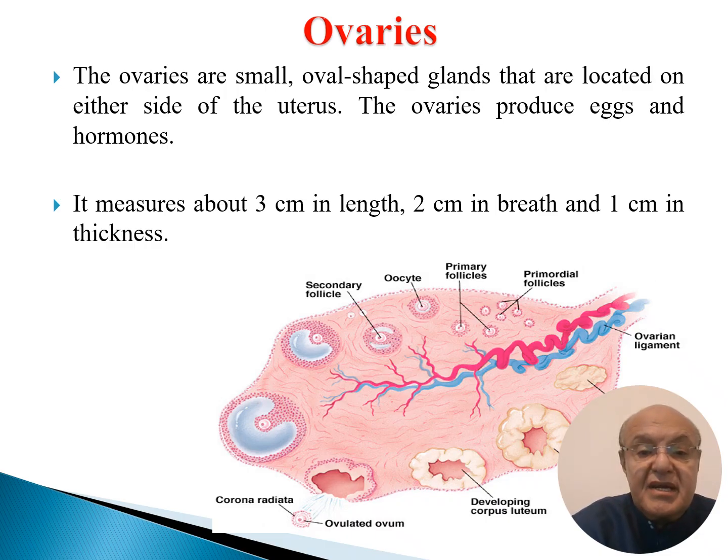The follicles, the Graafian follicles, secrete estrogen, and the corpus luteum secretes progesterone.